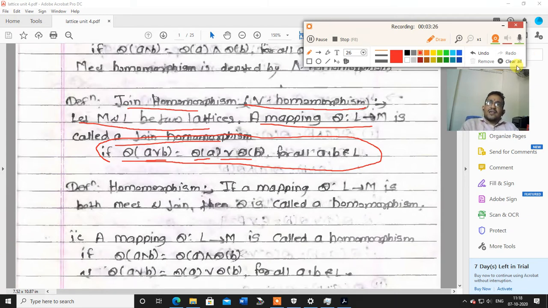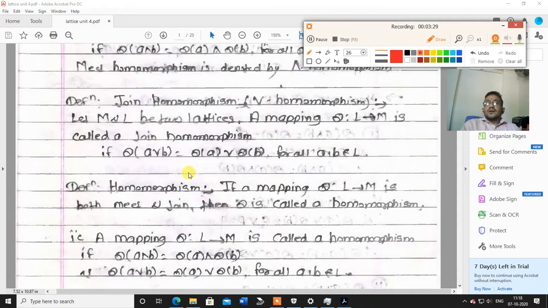Now, what is a lattice homomorphism? If a function is a join homomorphism and also a mate homomorphism, then that function is called a lattice homomorphism, or we can just say it is a homomorphism. So if a function theta from L to M is both a mate and join homomorphism, then such a function is said to be a lattice homomorphism, or just a homomorphism.